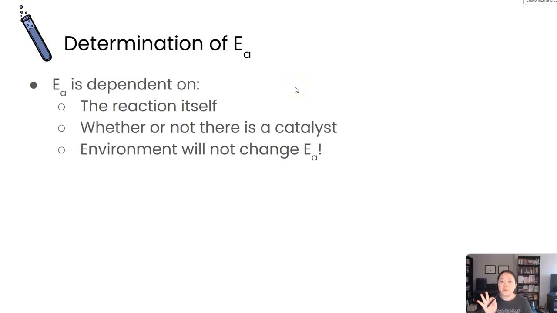And you also know that activation energy doesn't really change if you change the surroundings. The only thing that'll change activation energy is whether or not there is a catalyst. So that means no matter what you change in terms of the surroundings, the concentrations of everything, activation energy itself isn't going to change. So let's take that last bit and take advantage of it and see if we can find out a way to determine what activation energy is for a reaction.